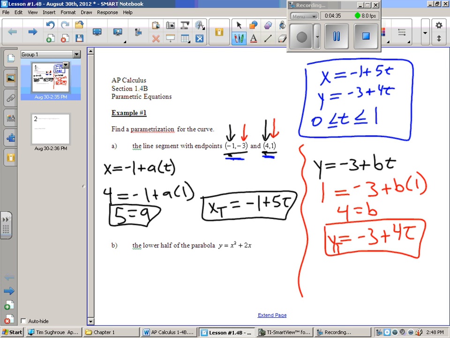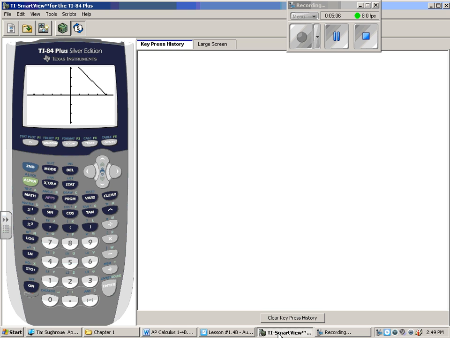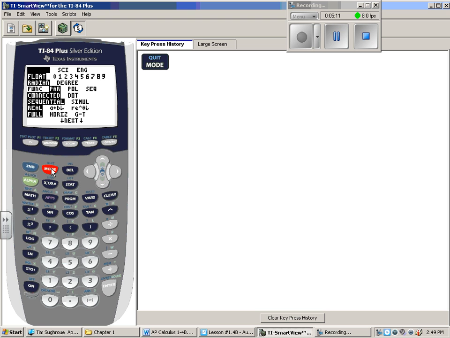Let's look at this now on the graphing calculator to see if it actually does give us a line segment from -3 to -1. We're going to have to type in -1 plus 5t for the x-coordinate, -3 plus 4t for the y-coordinate, and we're also going to have to take care of the time interval and make sure that it only goes from 0 to 1. So let's call it up. Here's the smart view. We need to make sure that our mode is in parametric mode. We were still in it from yesterday.